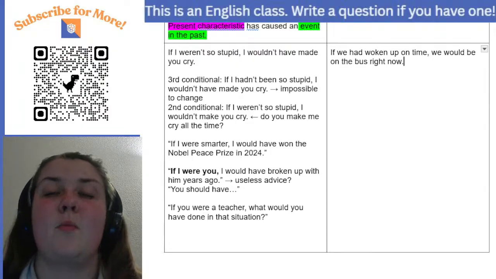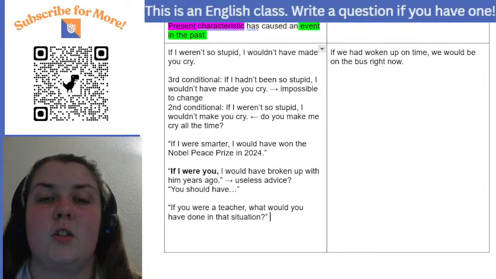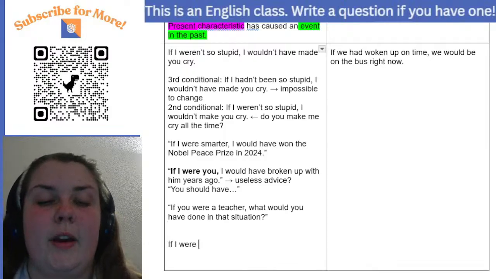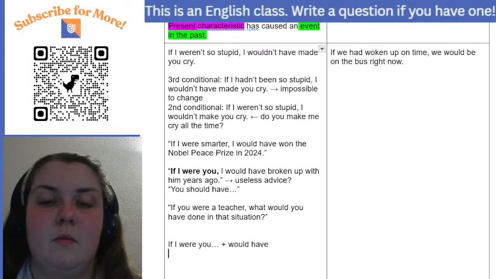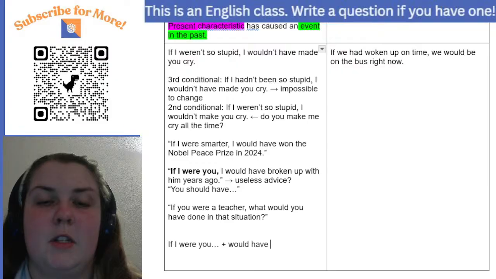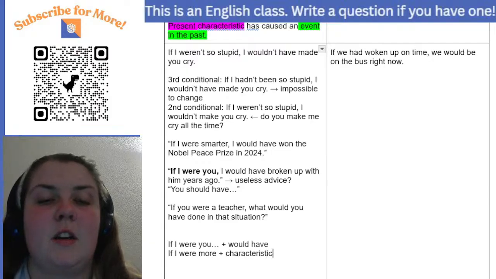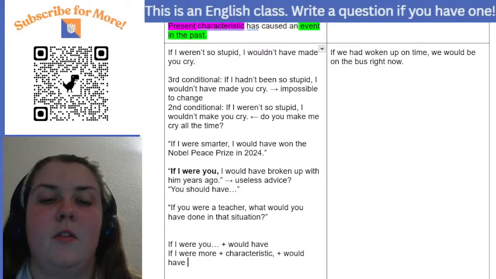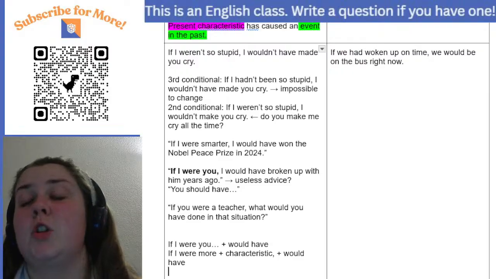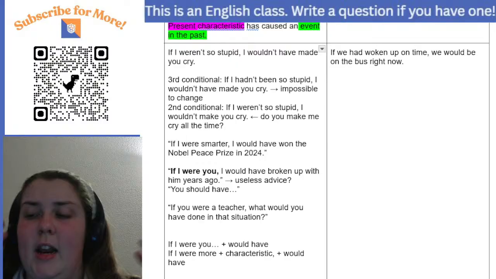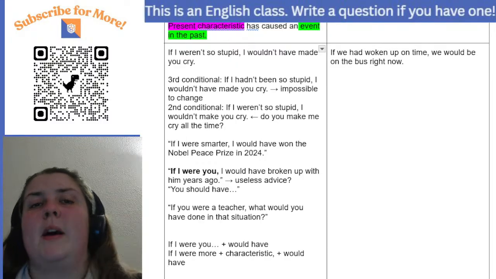We have our present characteristic that has caused an event in the past. And really, we see it in two different ways. We see it in this if I were you structure and then would have something with the past participle. And we also see it in this if I were more of a certain characteristic and then something would have happened, right? If I were taller, I would have reached the basket when I threw the basketball that one time.